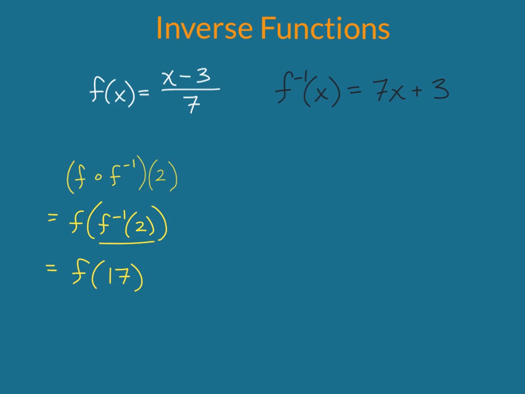We just plugged it into the function. So I replaced f inverse of 2 with what it equals, 17. And now we can find f of 17. F of 17 means plugging 17 into the f function. So we'll have 17 minus 3, which is 14, over 7. 14 over 7 is 2.